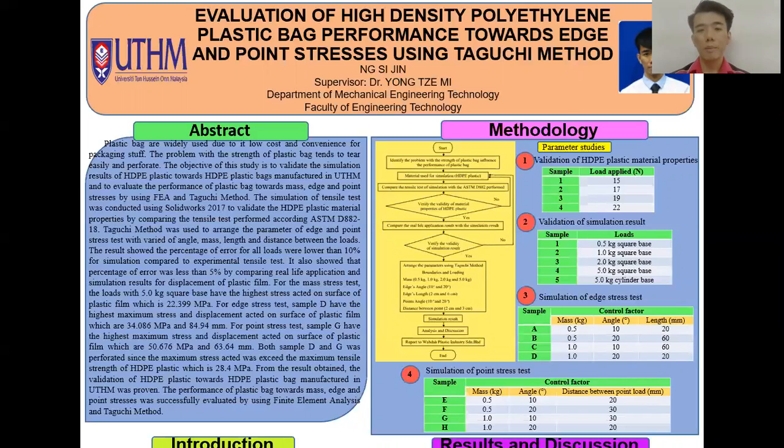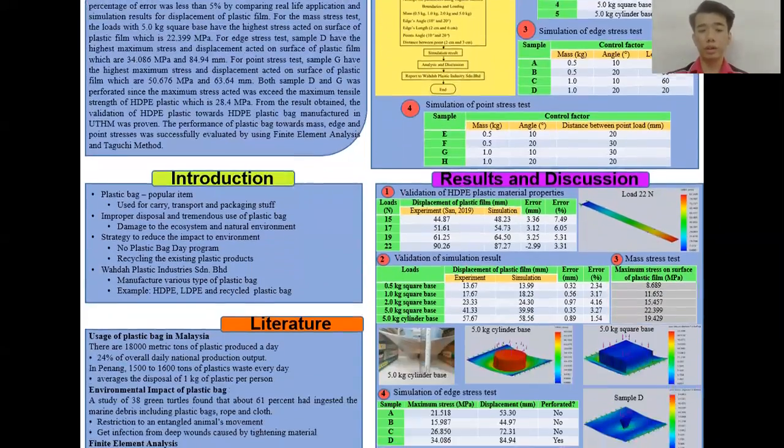And I found that both samples D and G were perforated because the maximum stress added on the plastic film exceeded the tensile stress of HDPE plastic, which is 28.4 MPa. From the results, I can say that the objective of this study was achieved. So, continue to the introduction.